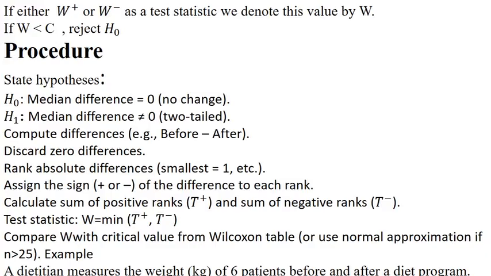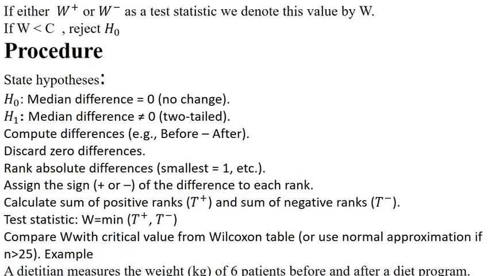We have our null hypothesis that the median difference is 0, no change, and the alternative that the median difference is not equal to 0. That is for two-tailed. It is either less than or greater than. Then we compute the differences, that is before and after. Also remember that we discard our 0 differences.